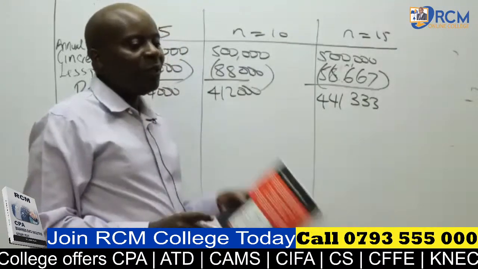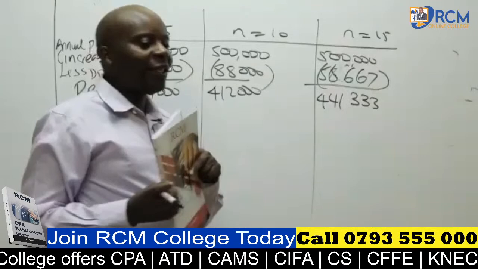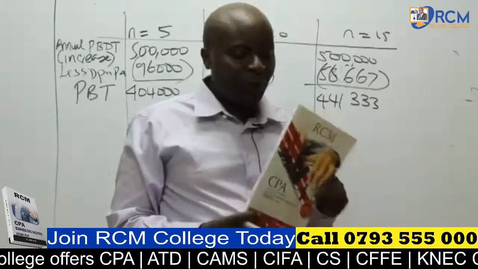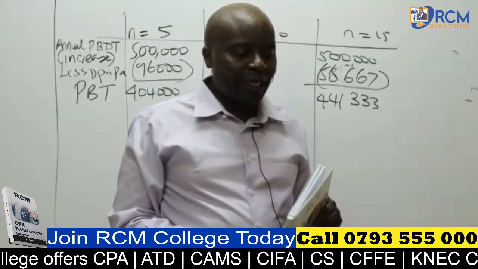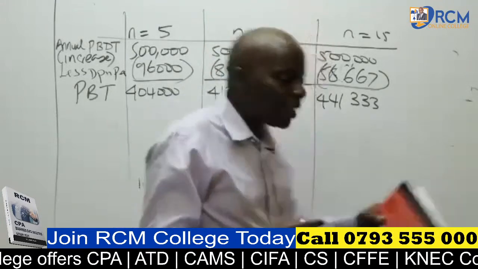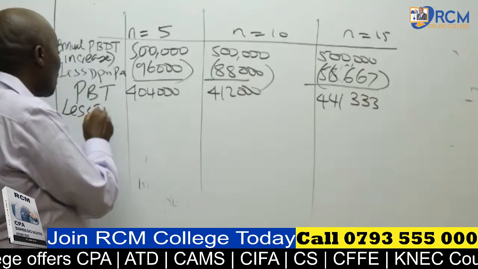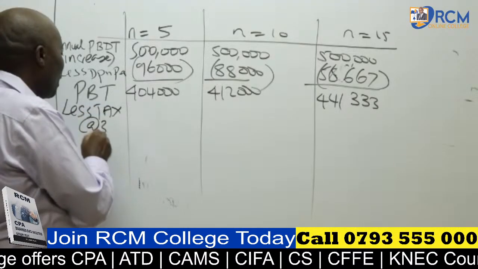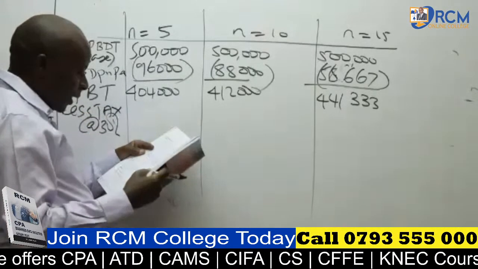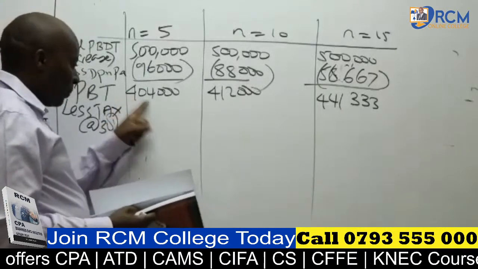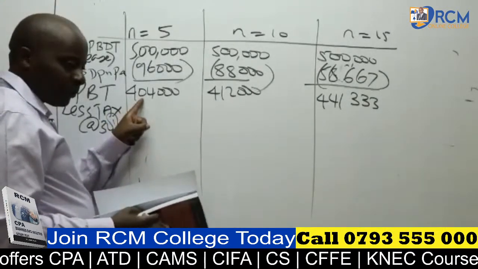So what do you think then will be the next thing to be done, having gotten this profit before tax? We subtract taxation. We will come here and less tax. The tax given there is 30%. So please knock 30% here.